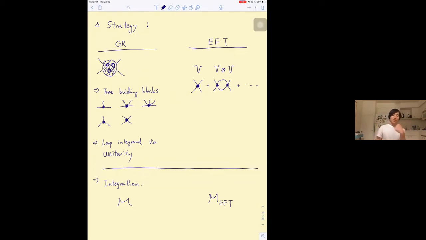Starting from GR, we can build higher-order results from simple tree-level building blocks. We will use the double copy to build these tree-level amplitudes. Once we have that, we have the standard generalized unitarity, fusing this tree-level result into loop integrands. From the EFT side, it's much easier because these are all Feynman diagrams. So we simply use Feynman diagrams to calculate the result.